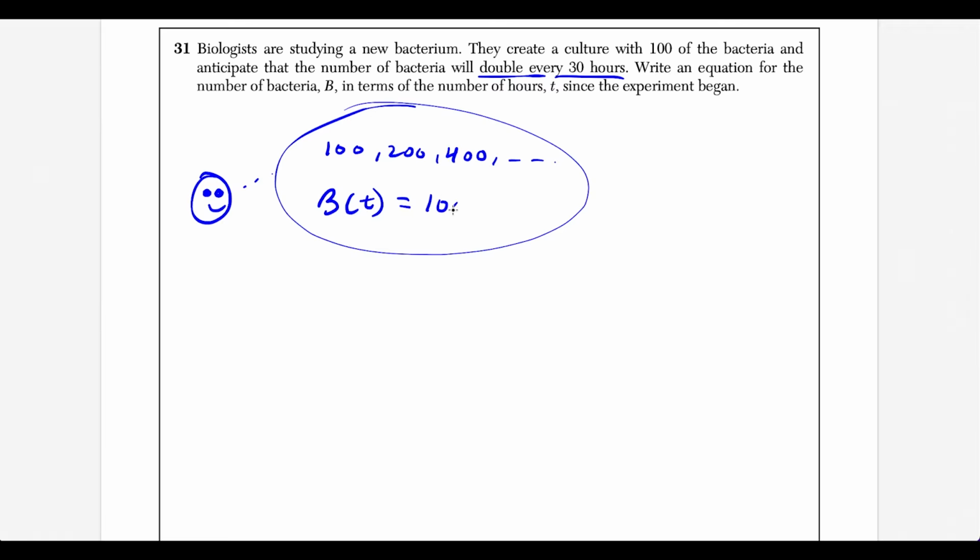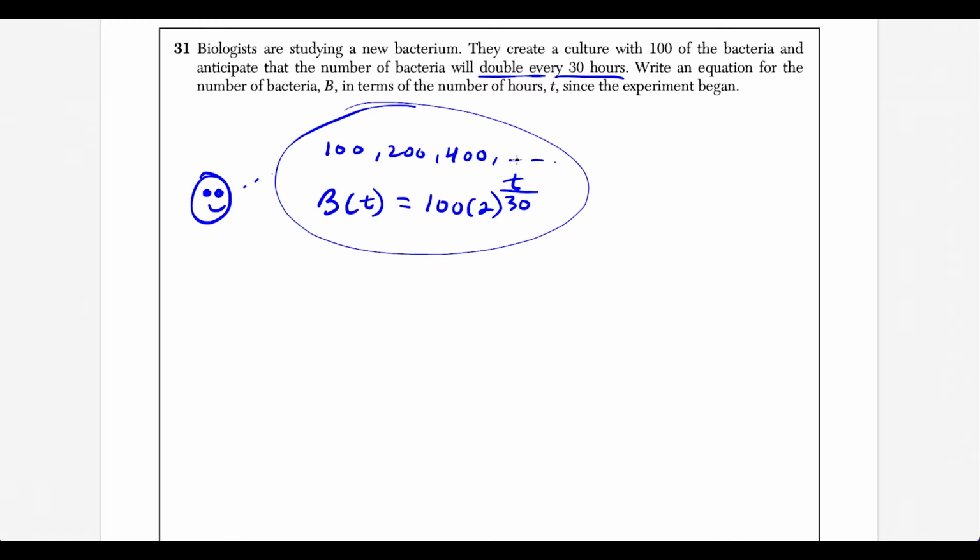So we're starting with 100 here, and we're multiplying by 2 repeatedly. But the factor that we have to consider here is that it's doubling every 30 hours. So we can't just say 2 to the t power like this, because in 1 hour, that means we're going to double. So we need to do t divided by 30, because think about it. If 30 hours goes by, we have 30 divided by 30 is 1, and we're multiplying 100 by 2 to get the next amount of bacteria, which is 200.